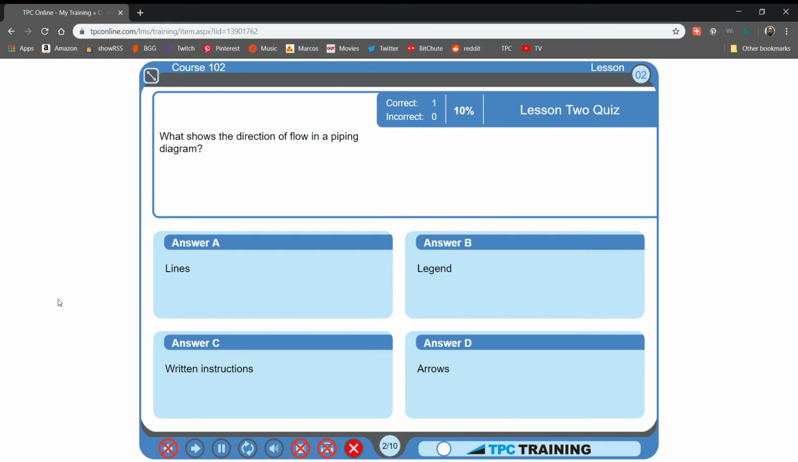What shows the direction of flow in a piping diagram? A. Lines. B. The legend.